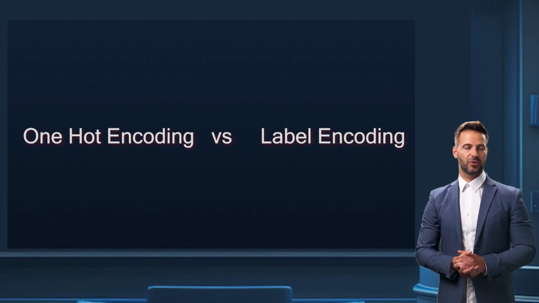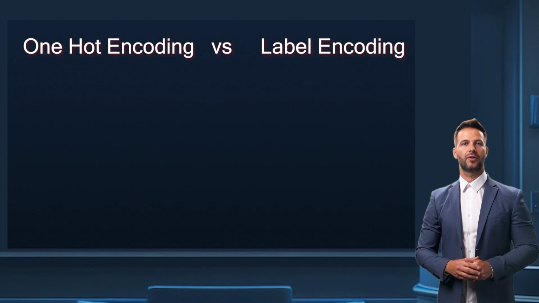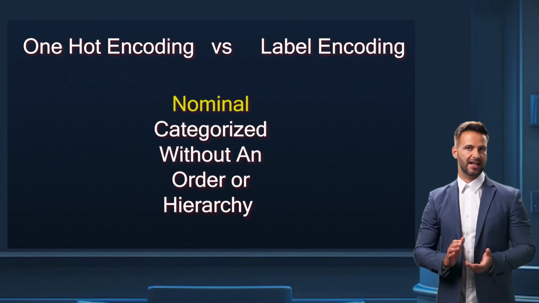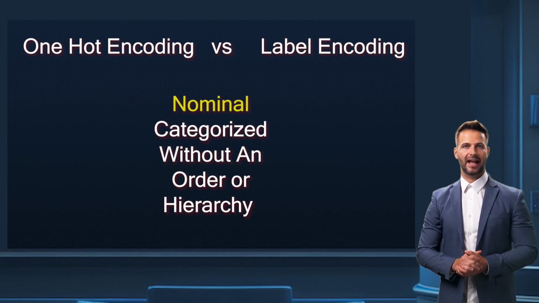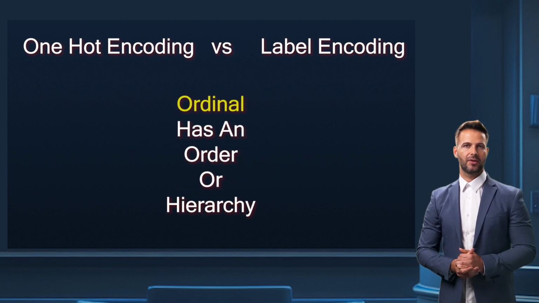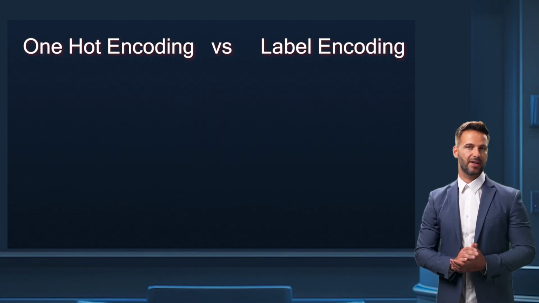So how do you choose between one-hot and label encoding? The choice between these techniques depends on the nature of your data and algorithms. Let's oversimplify this. First, remember the nominal and ordinal data types. Nominal is data that is categorized without an order or hierarchy, like hair colors. Ordinal data has a hierarchy, like in a survey. You label things terrible, bad, no opinion, good and super.